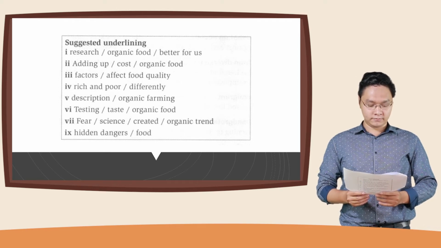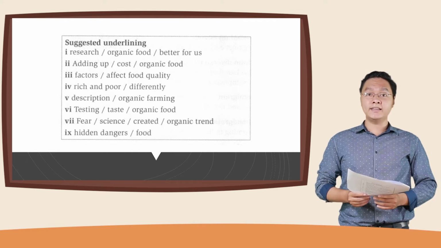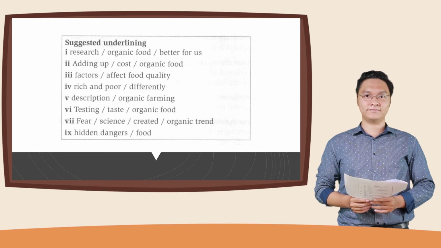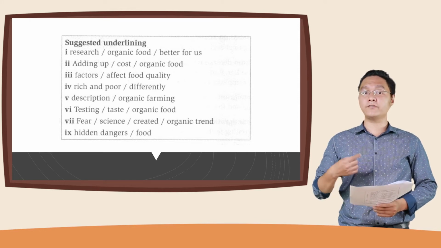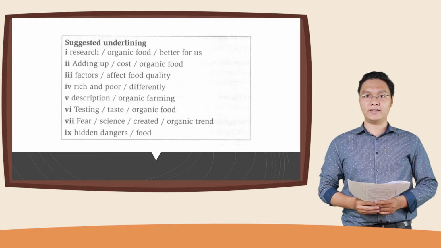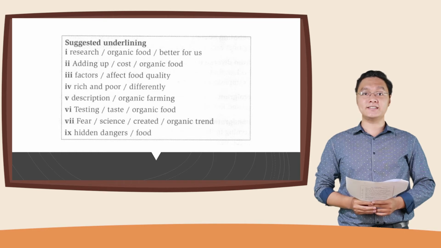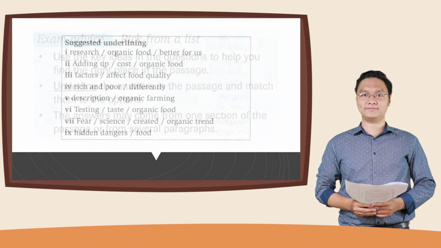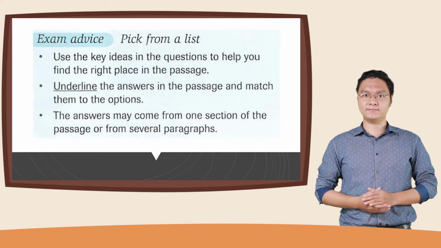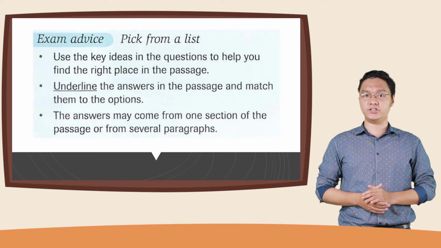Number 9, you have hidden dangers and then food. Alright, after you have identified the keywords, you can now start looking at each paragraph and determine which heading is appropriate for which paragraph. Alright, now let's move on to the second type. Pick from a list. So for this type of question, you need to pay attention to two things.